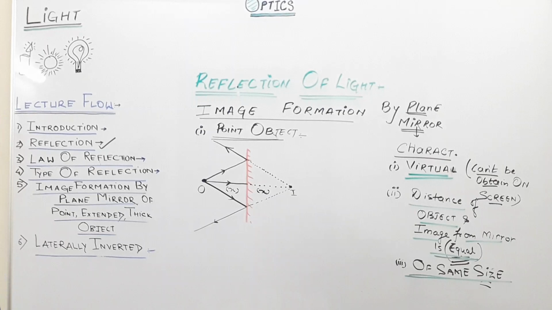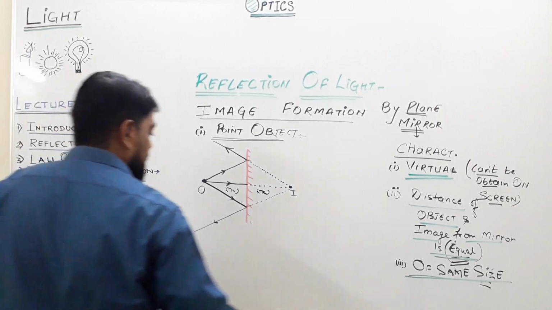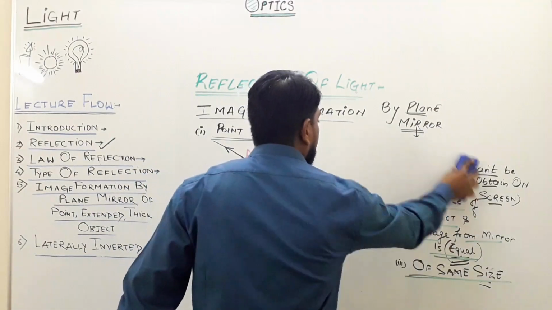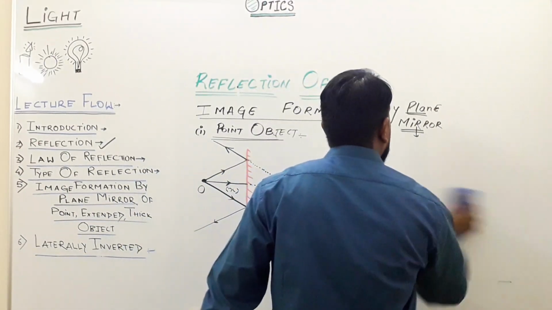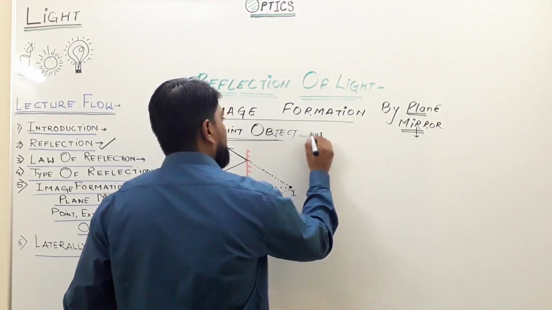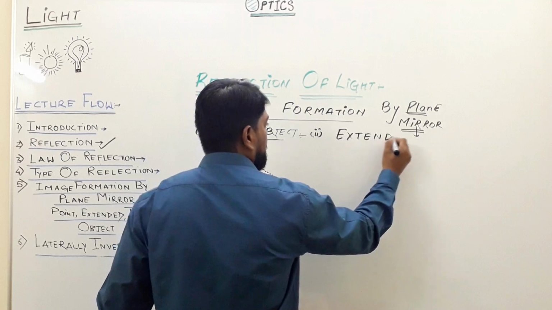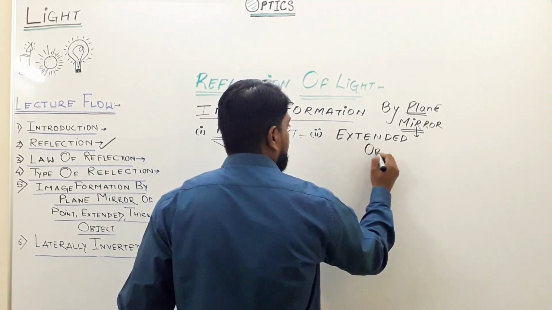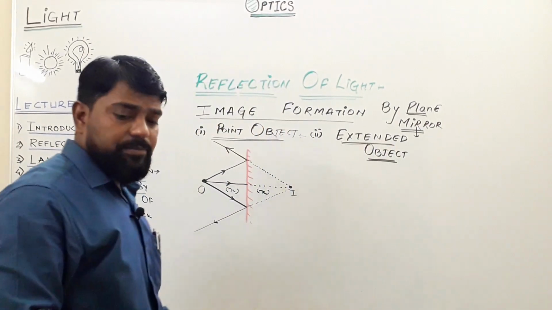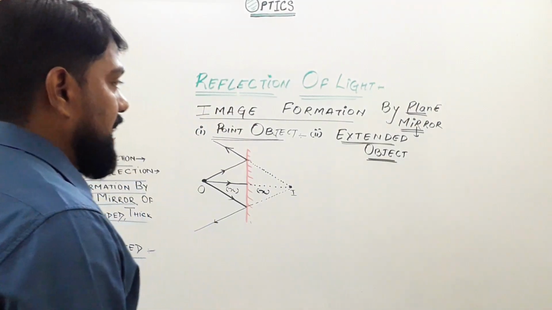Next is about extended object. I hope that you all have copied it. You must pause the screen and you can copy it. So next we will discuss about extended object. Extended object means the object is of some length, having some length, you can say.